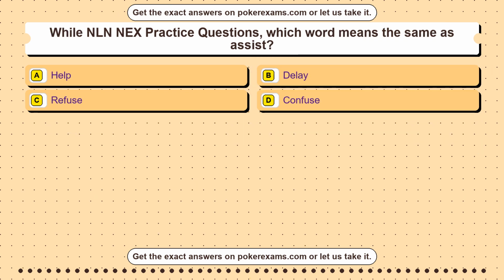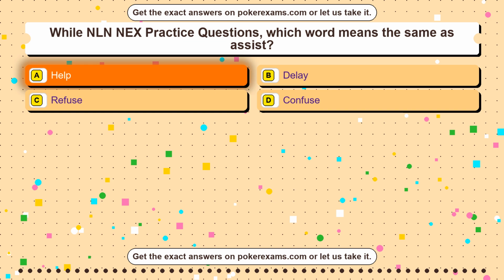Question 17. While GED physical science practice, which value equals 3x when x equals 7? Option A, 10. Option B, 21. Option C, 37. Option D, 73. The correct answer is option A.